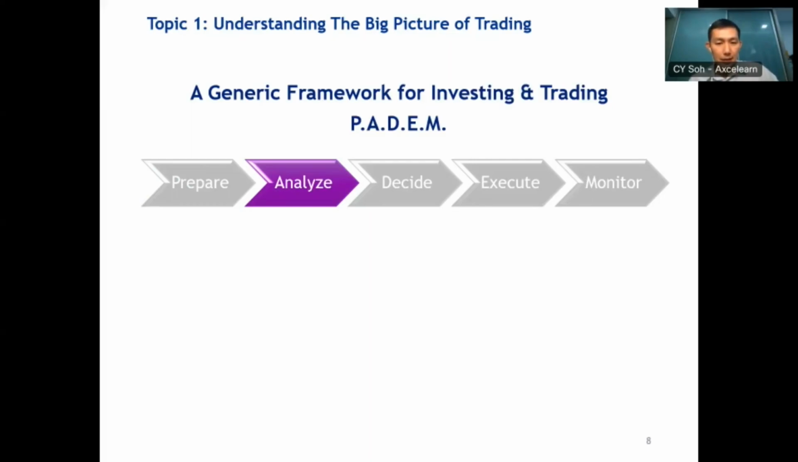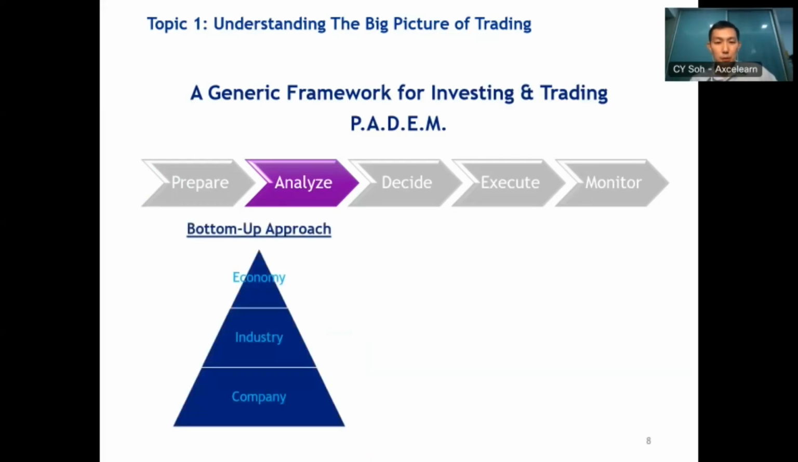Now, there are two ways to analyze the product you trade, right? The first approach is the bottom-up approach, where you analyze from the individual level, the company level, then you expand to studying the industry and then the economy level. So it's from a specific company, and slowly you analyze to a broader general economy, right?